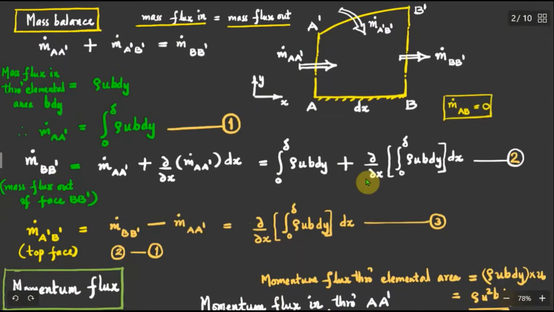Here we have an important thing to note. While the flow enters through the top face, the velocity will be the same as that of the free stream velocity, because the flow is from outside to inside the boundary layer. So outside you have the free stream velocity. So this m dot A dash B dash multiplied by free stream velocity will be equal to the momentum flux through the face A dash B dash, through the top face.